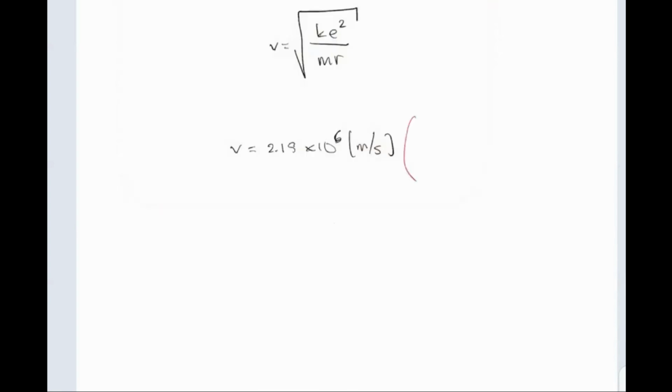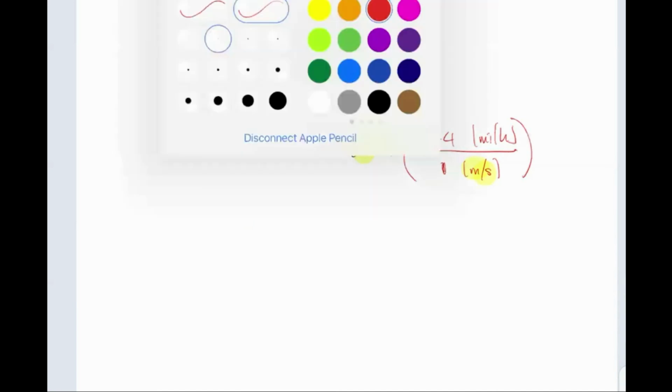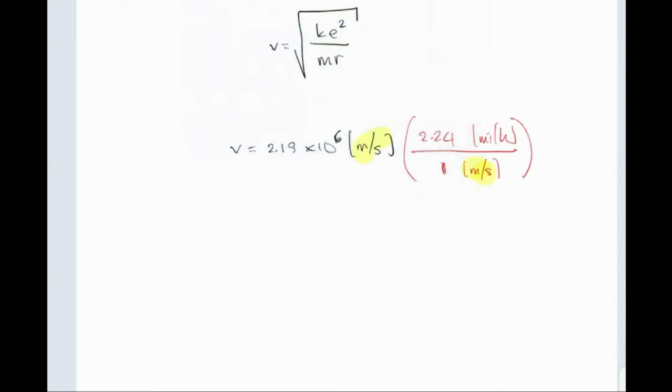Okay, so let's do a quick conversion to miles per hour, just to give you an idea. So meters per second to miles per hour. 1 meter per second is the same as 2.24 miles per hour. Like units will cancel. Okay, so what does this give you? I got a really large number, 4,905,600. Okay, so roughly about 5 million miles per hour, right?